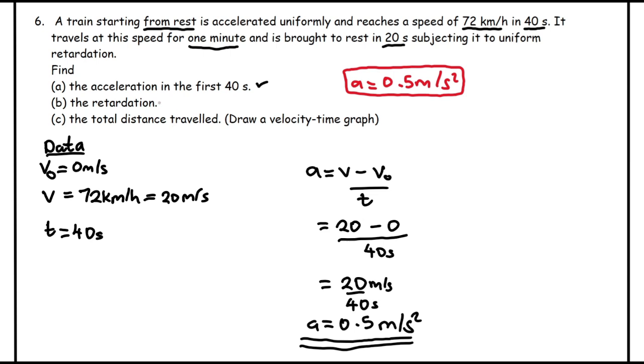Next up, the retardation. The retardation is the second part. We are told that this train travels at this speed for 1 minute and it is brought to rest in 20 seconds. So we have another time here, 20 seconds. This is the time it takes to go to rest. What does that mean? It means that the initial velocity when it is traveling is 20 meters per second. Then the final velocity, because it goes to rest, is going to be 0. And the amount of time is 20 seconds.